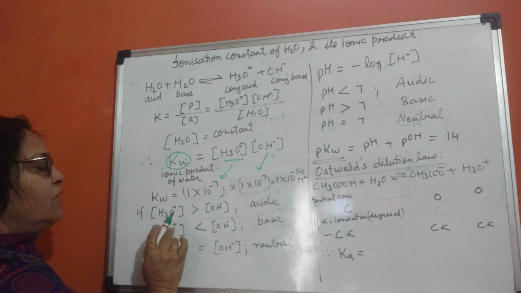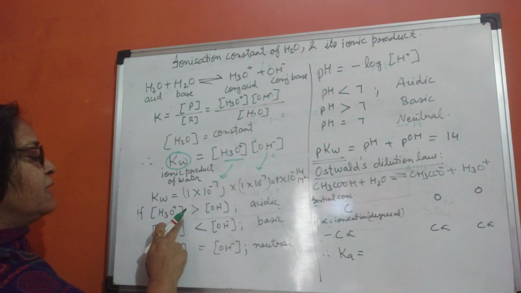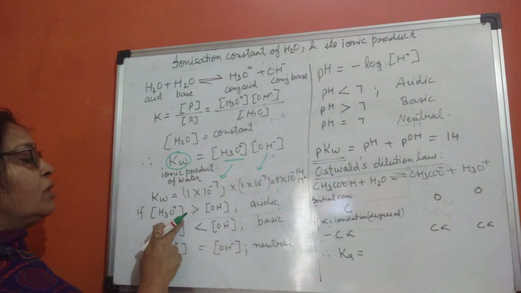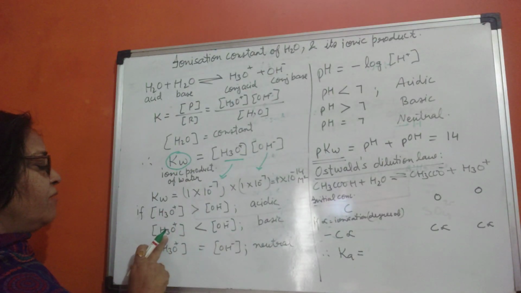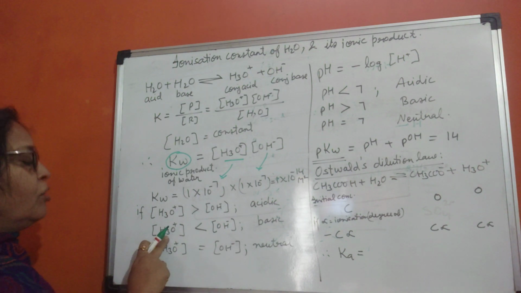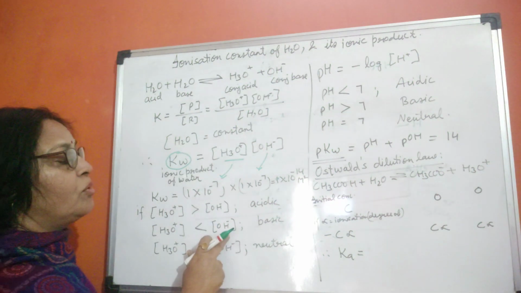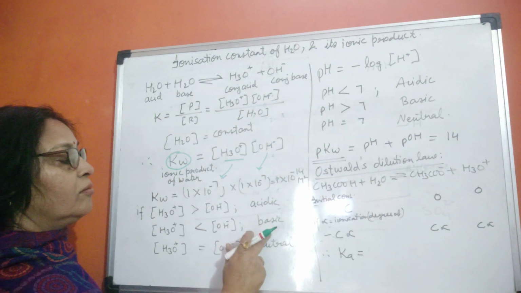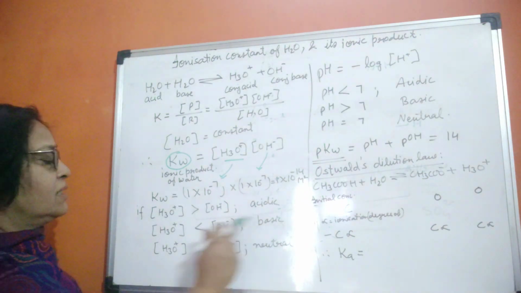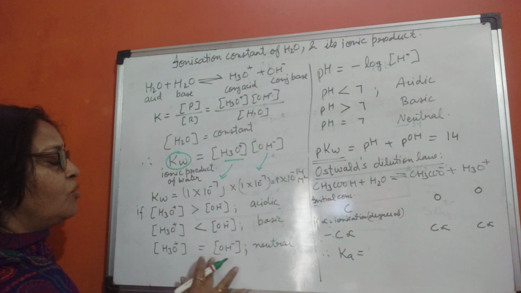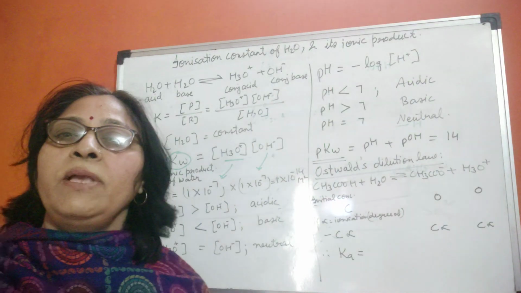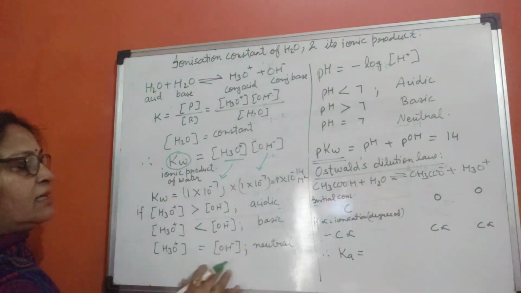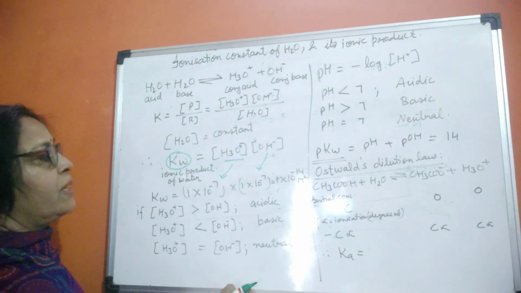Now again we know that if the concentration of H plus ion or H3O ions is more, then the solution is acidic. But if the concentration of H3O positive is lesser as compared to OH negative, then the solution behaves as a base. And if both are equal, then we say that it is neither acidic nor basic, means simply we say that it is a neutral solution, right?